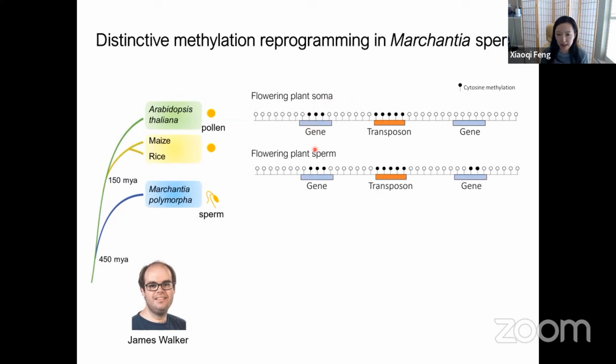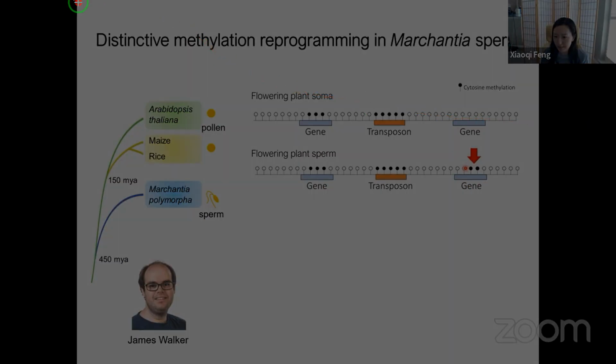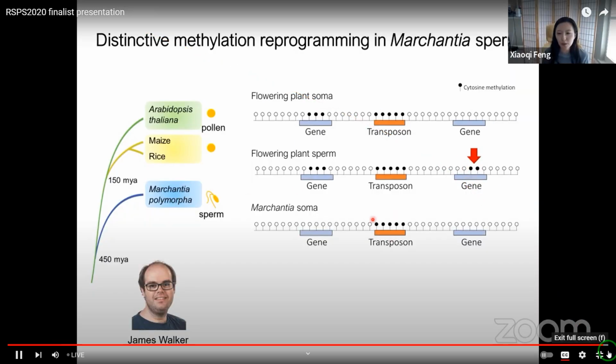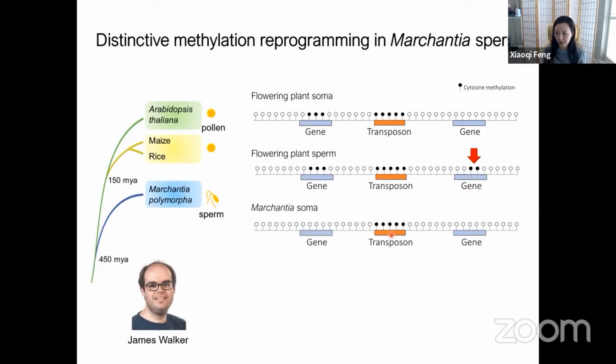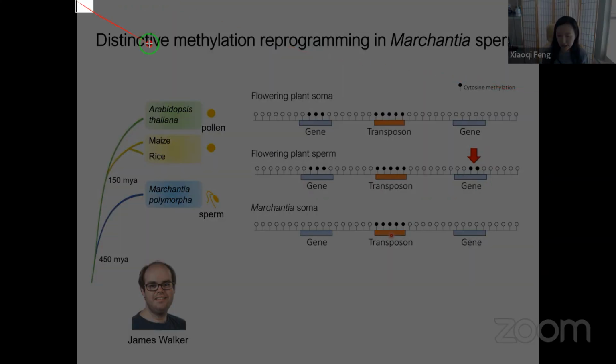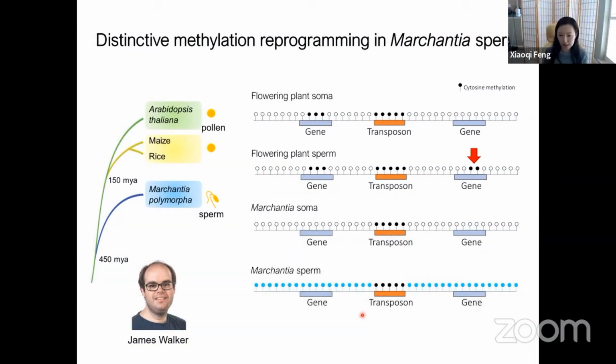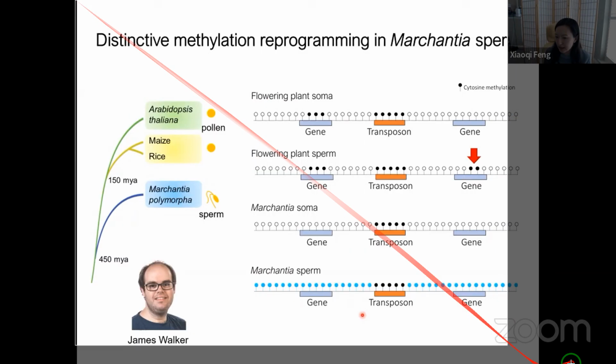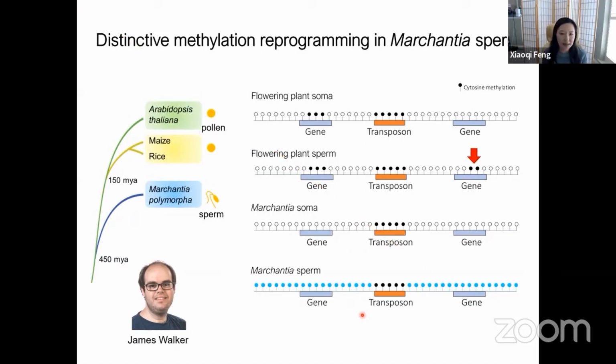So in a nutshell, the DNA methylation in flowering plants is targeted to transposons and the bodies of some genes. And I've just shown you that in the flowering plant germline, there is relatively subtle methylation reprogramming occurring at hundreds of genes. And in the Marchantia somatic tissues, only transposons are methylated and genes are not. However, in the Marchantia sperm, we found the whole genome is methylated. And this whole genome methylation pattern has never been seen from any plant. And in fact, as far as we know, this represents the most heavily methylated genome seen from any organism.